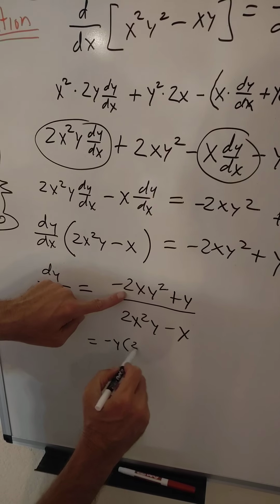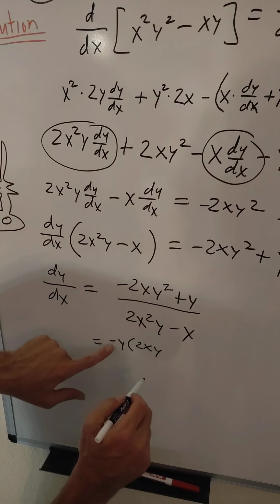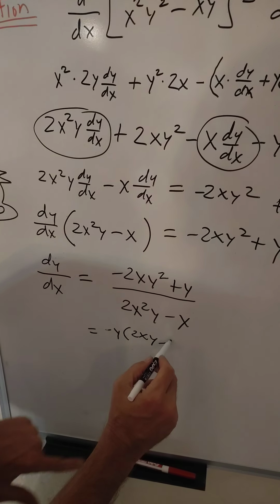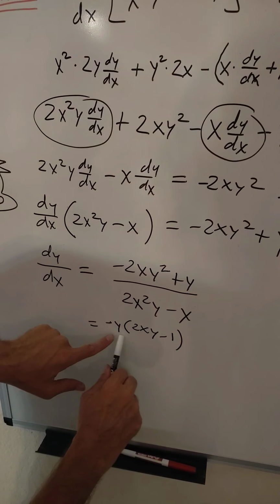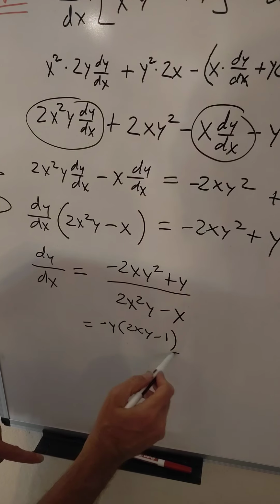So if I pull out a negative y from these two terms, I'm going to be left with a 2xy. And then, because this says a plus and I pulled out a minus, you got to write minus, because minus a minus is a plus. And then we're going to write 1 here. And then as a quick check, if I distribute this negative y, do I get that numerator? Yes. And that's going to be over.